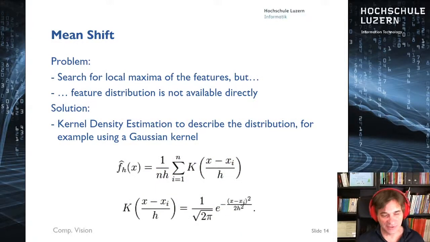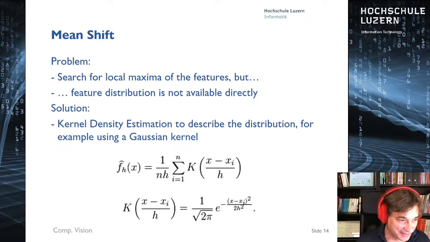So one of the problems is we would like to search for the local maxima of this feature density, but we have just given points in the feature space, and this feature distribution is not actually available directly. So how can we find a maximum then? The idea here is to apply something called kernel density estimation to describe the distribution. It looks very complicated from the formula here, but it's actually not that bad at all.